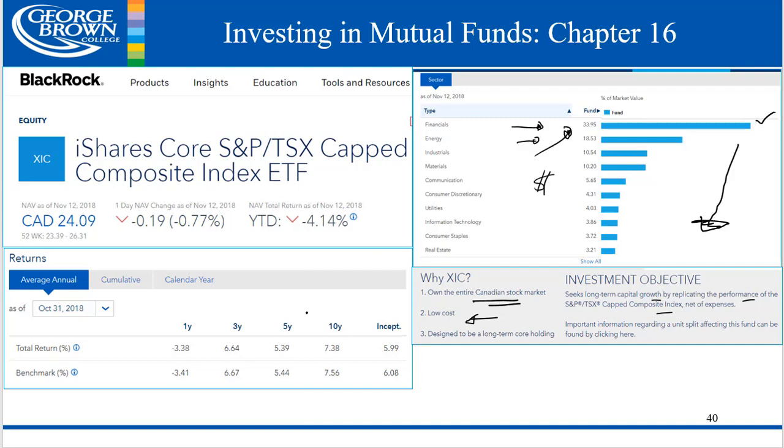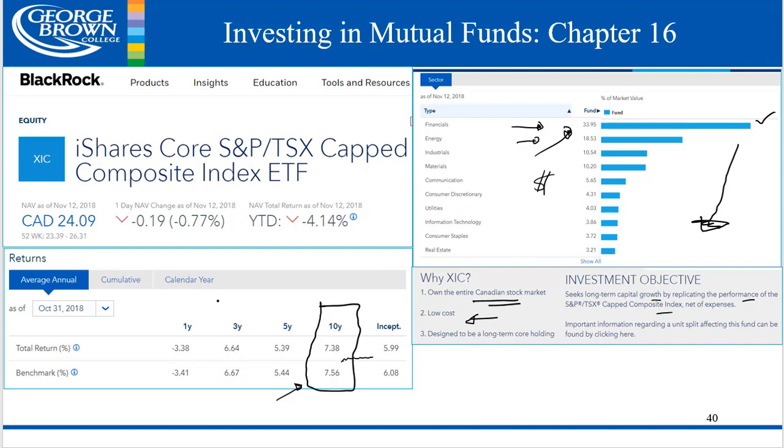And if we look at the annual average returns, we can see the 10-year return for the fund, this is total return, so it's including dividends, is 7.38, and the return for the index, 7.56. The small difference here is called tracking error, okay? It's not always exact, but it's usually very close. There's a couple of different reasons why it's not going to replicate 100%. That's just a bit of small tracking error, okay?